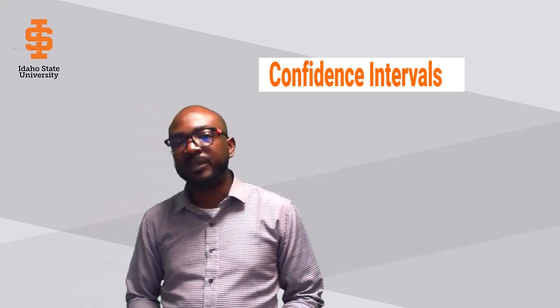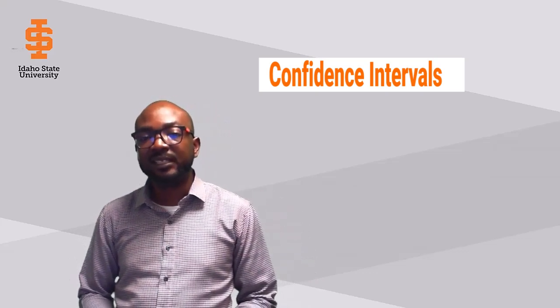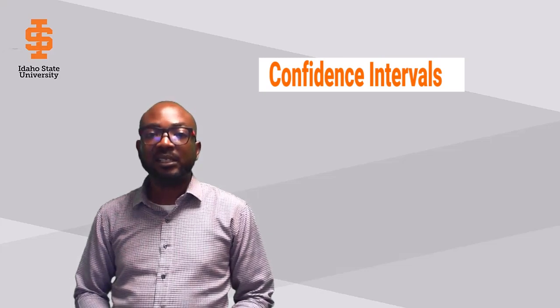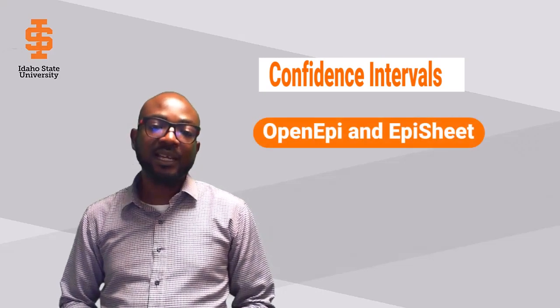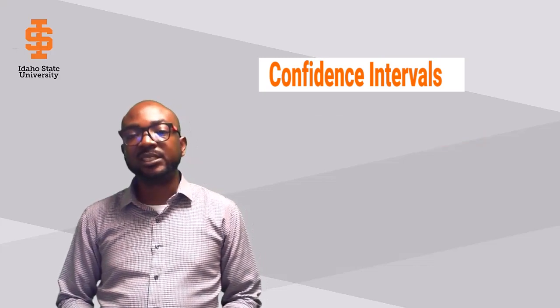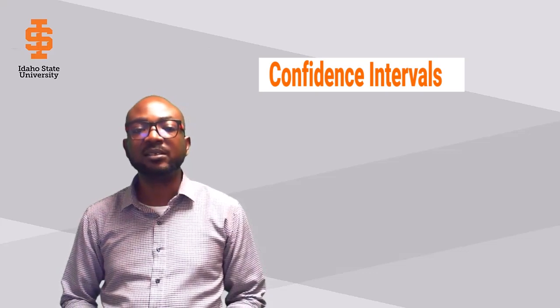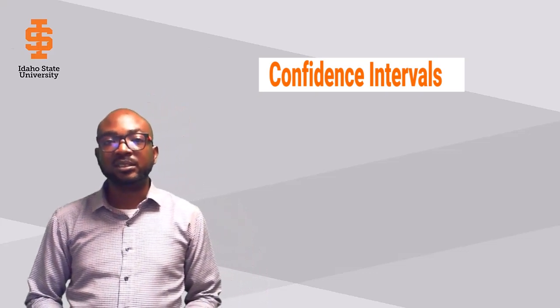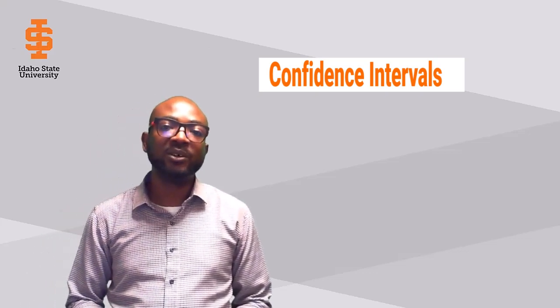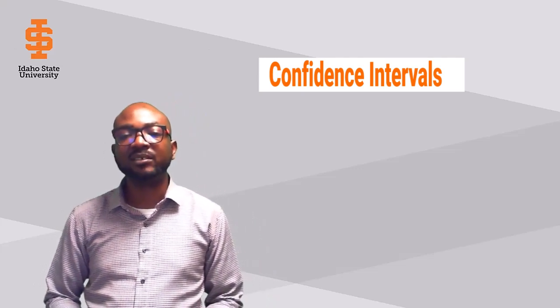For beginning epidemiology students, there is free software available that you can use to calculate 95% confidence intervals. These include OpenEpi and EpiSheet. Using either of these spreadsheets, you can plug in the numbers for each of the 4 cells in a 2x2 table. These spreadsheets then calculate the standard error and the related 95% confidence intervals.